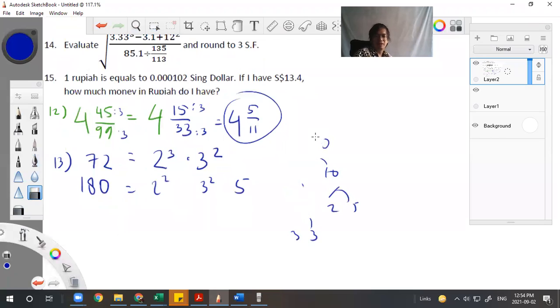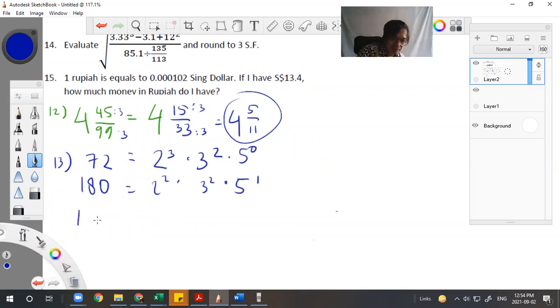And then you can find it on your own. How do you calculate the LCM and how do you calculate the HCF? If you don't have any power, just put 1. If you don't have any number, put 0. Right? Okay. You do it on your own. I don't want to do it.